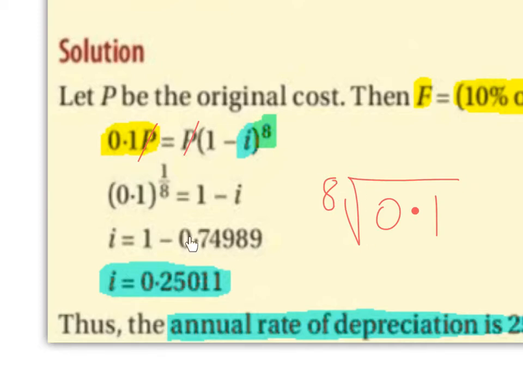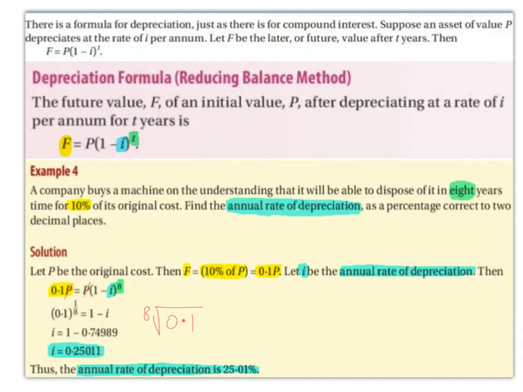And that gives us 0.74989, which we bring over the equal sign and it becomes a minus. We bring the minus I over the equal sign on the other side, it becomes a plus. So we have I equals 1 minus 0.74989, which gives us 0.25011. Thus, the annual rate of depreciation is 25.01%.